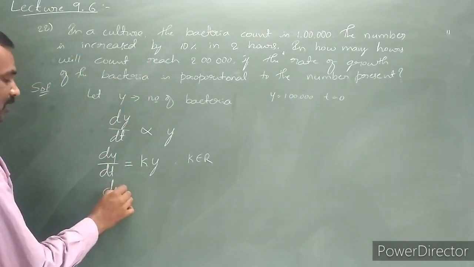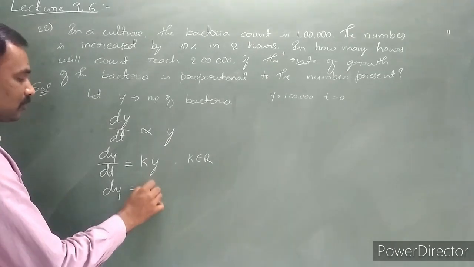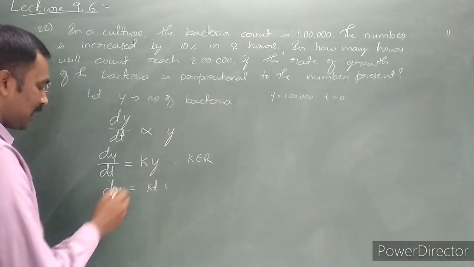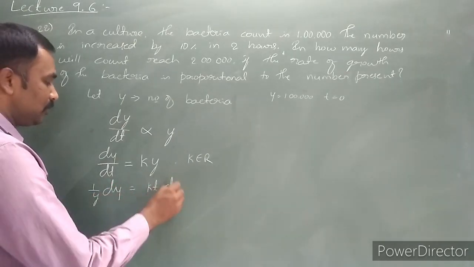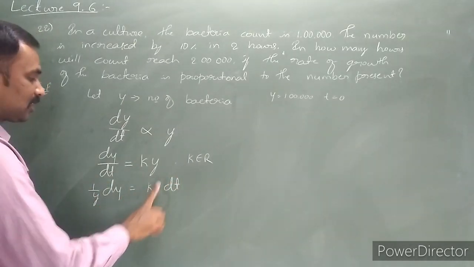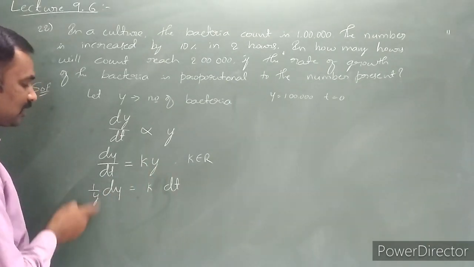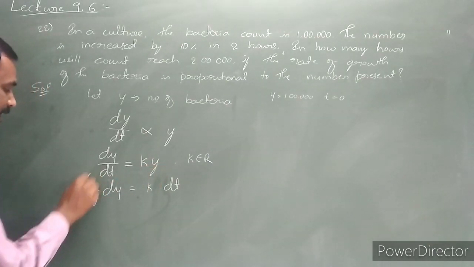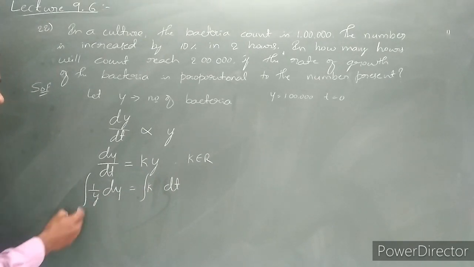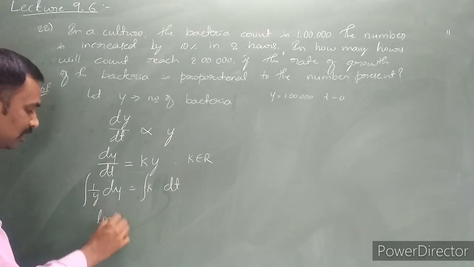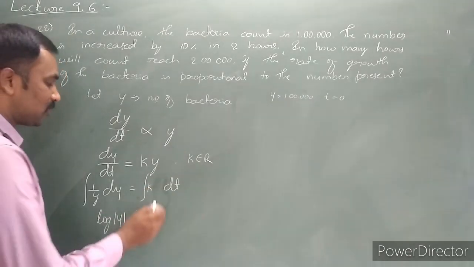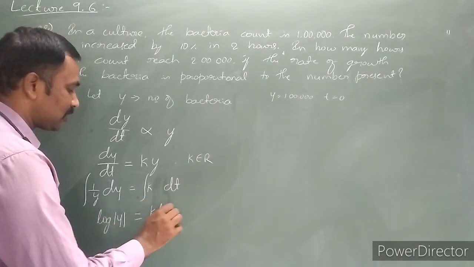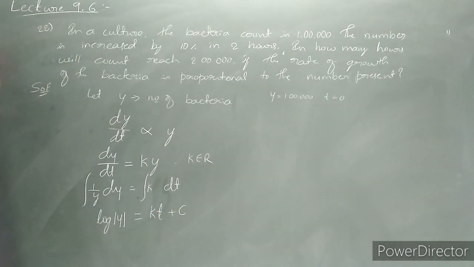Okay, separate variables. dy is equal to k y dt. Y is taken to the left hand side: 1 by y dy is equal to k dt. Are you clear? Once again, y is taken to the left hand side, k into dt. Integrating, 1 by y integration is log of mod of y is equal to k, a constant real number, keep outside. Integration of 1 with respect to t is nothing but t plus c, or else I just write it as c1.